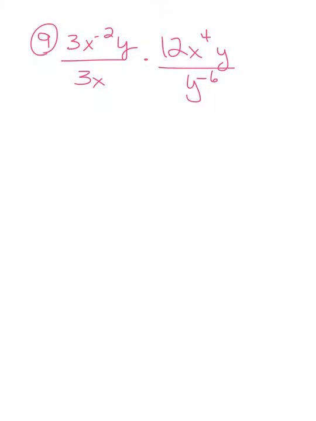Let's look at our last problem for today. In number 9, again, there's a couple ways we can do this. We can simplify each fraction and then multiply. I like to simplify by multiplying my numerator across and then my denominator across and simplifying all at once.